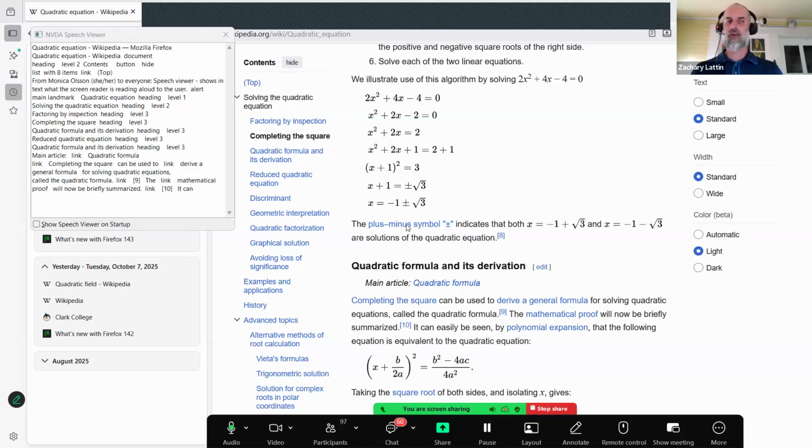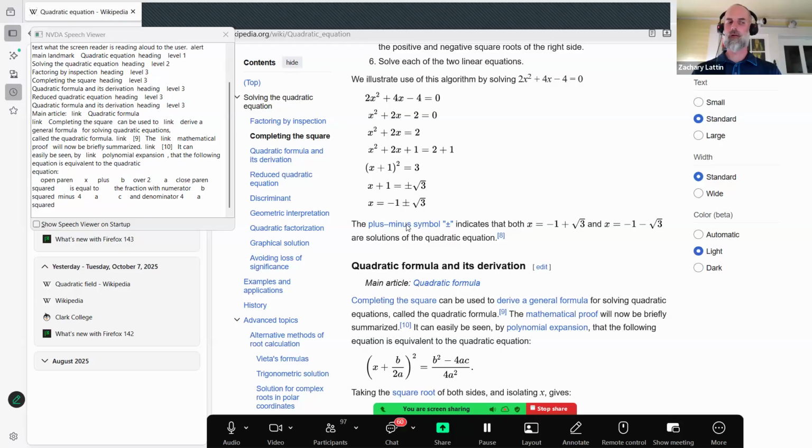Called the quadratic formula. It can easily be seen, by link polynomial expansion, that the following equation is equivalent to the quadratic equation. Open paren, x plus b over 2a, close paren squared, is equal to, the fraction with numerator, b squared minus 4ac, and denominator 4a squared. Okay, so that was a lot of content.